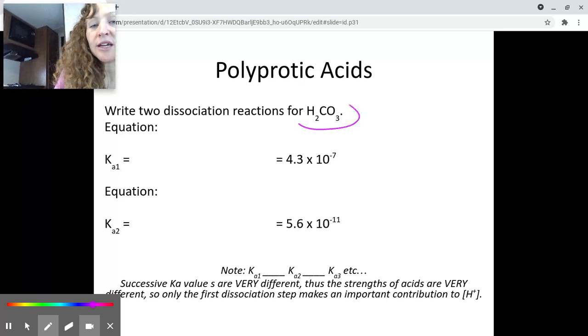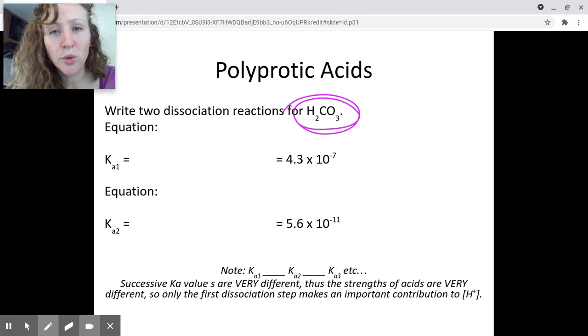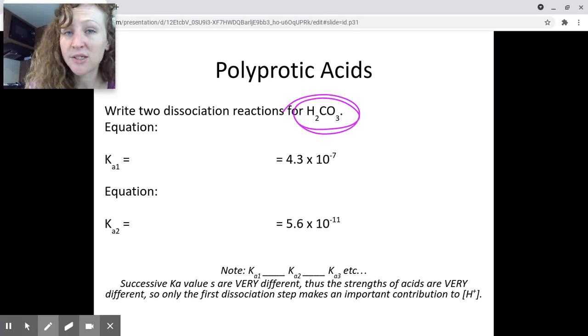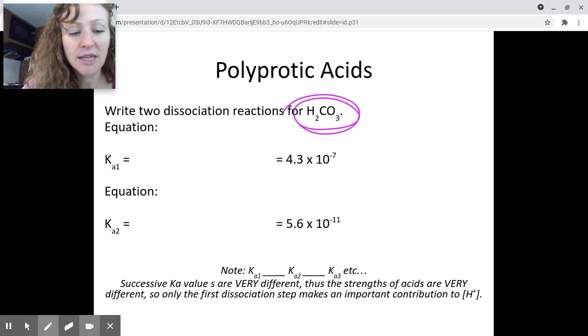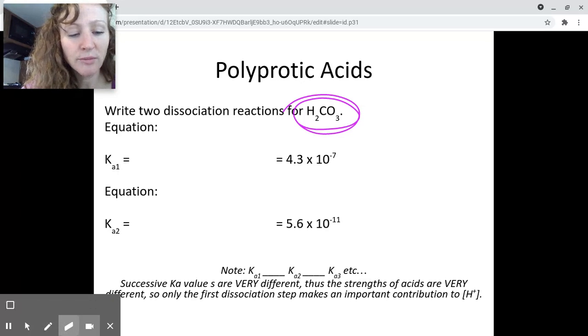If we're talking about H2CO3, so this is carbonic acid, what would the first protonation equation be, and the Ka associated with that? What would the second protonation equation be, and what would be the Ka associated with that? So this would be a good time to pause your video and try those, and then come back and see if they match mine.